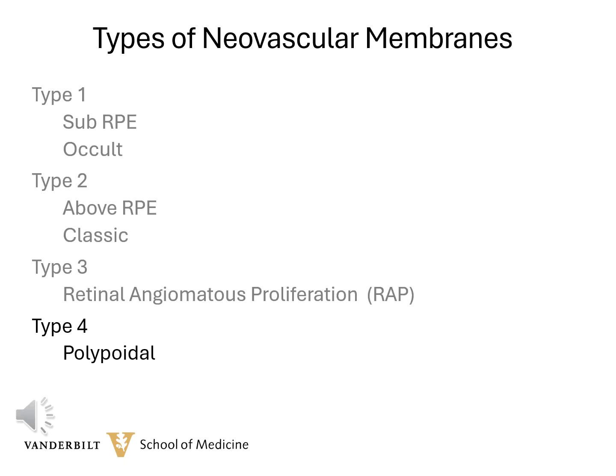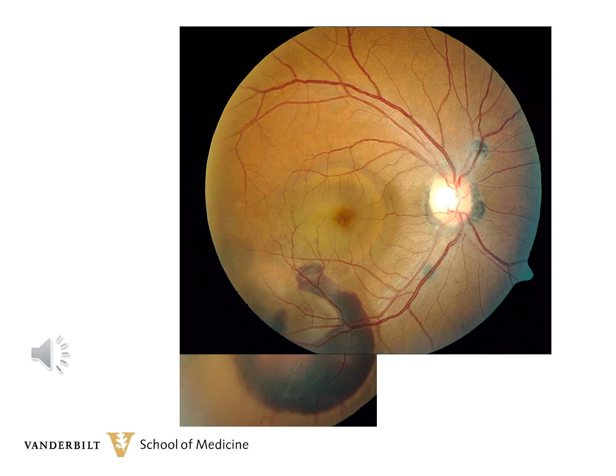Our final example is type 4 choroidal neovascularization, or polypoidal. And I'll just give an example here, but it will be expounded on in later chapters. This is a 46-year-old African-American female who's had decreased vision in the right eye for several days. The vision was recorded at 20/150.